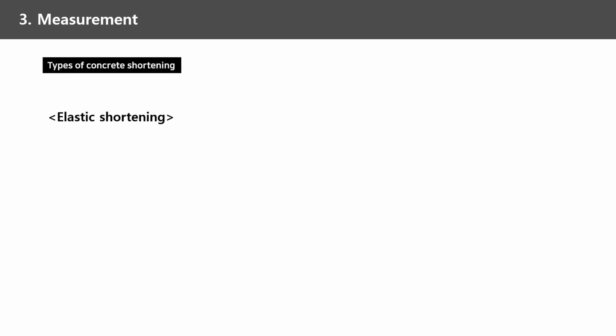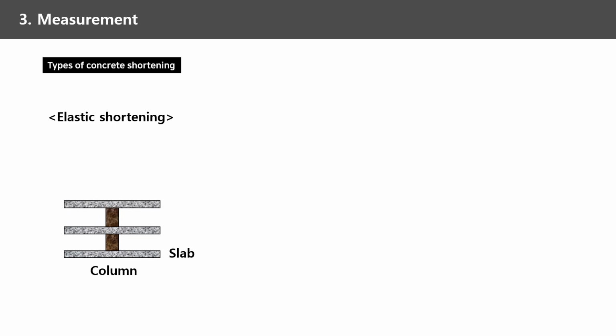Now, let's look into concrete shortening. Generally, there are 3 types of concrete shortening. The first type is elastic shortening. Elastic shortening is caused by the applied load of the building. It is usually caused by increasing dead load as the building goes up.